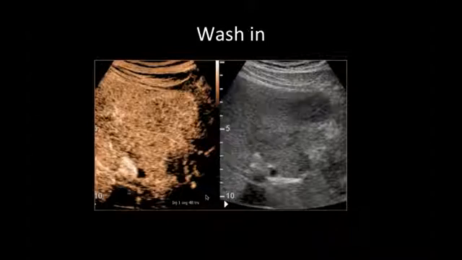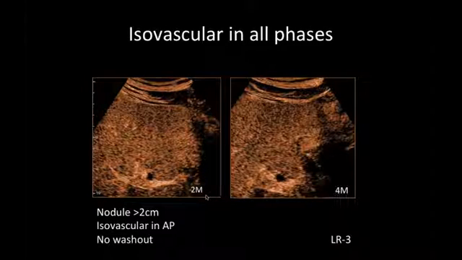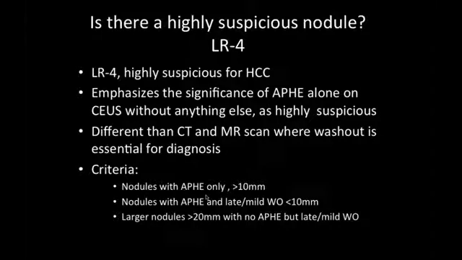Now, what about more suspicious nodules? So LR4 nodules are nodules that have more features that are leading us to be suspicious of hepatocellular carcinoma. And this category particularly emphasizes the significance of arterial phase hyperenhancement alone on CEUS without anything else as being suspicious for HCC, in contrast to CT and MR scan, where washout is really essential for the diagnosis of HCC because of the frequency of shunting within the cirrhotic liver.